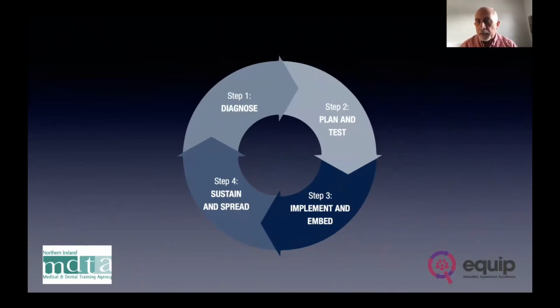This diagram comes from the RCGP guide, and it puts four elements in the process of quality improvement. And the first step is diagnosing the problem. Before you can move on to actually planning and testing, and then if you're successful, embedding and sustaining your improvement, you need to really decide how you're going to diagnose the problem.